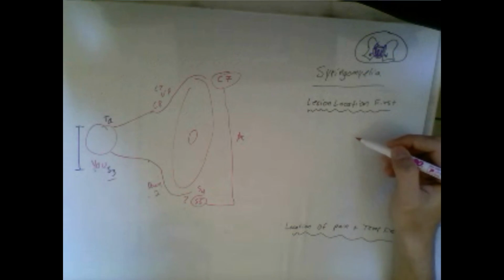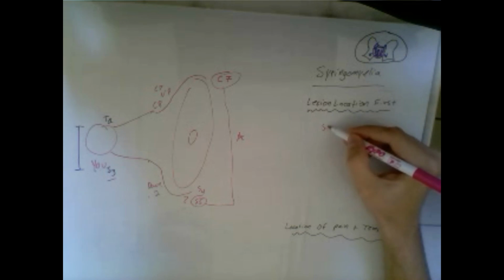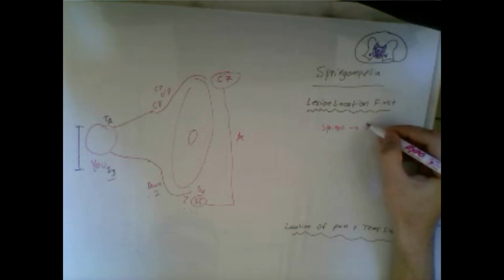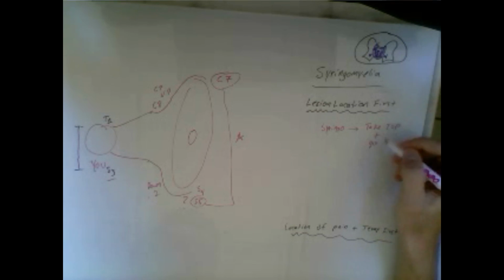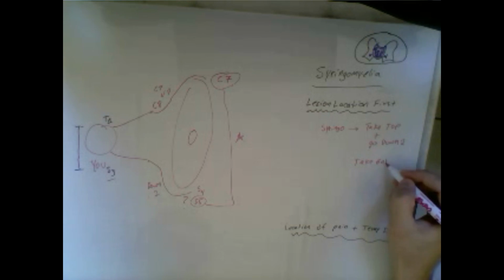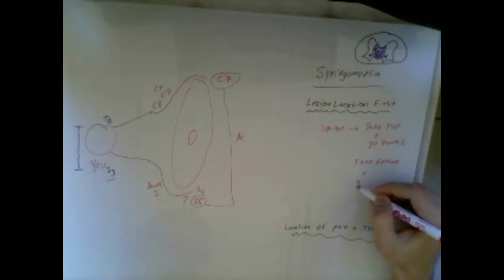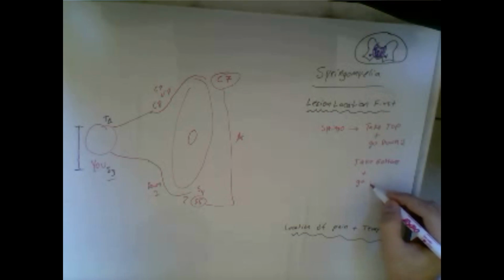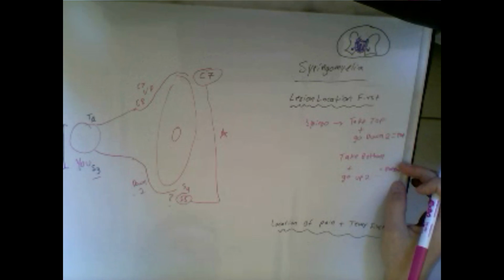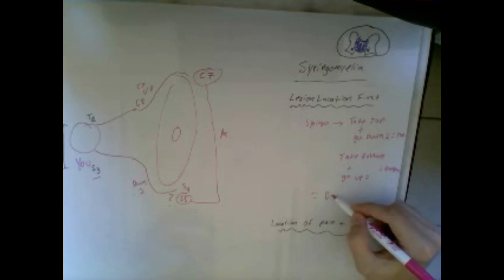So let's do a recap very quickly. If they give you the lesion first, that means syrinx, you take the top and go down 2, take the bottom and go up 2, and those equal the top and bottom of where you will have deficits.